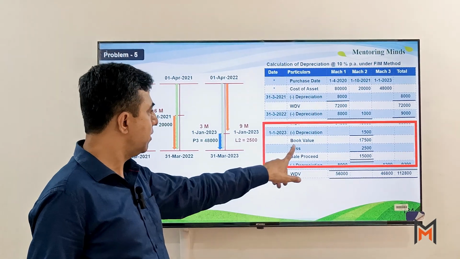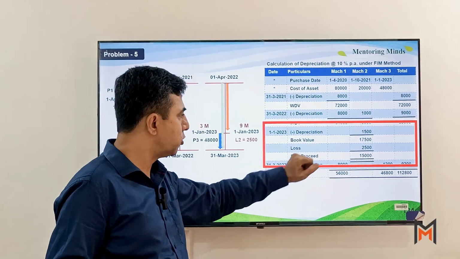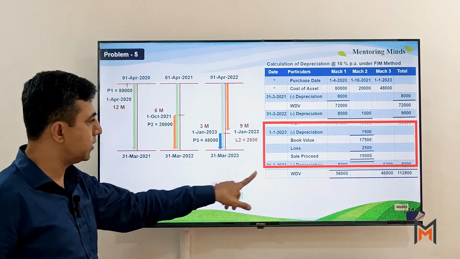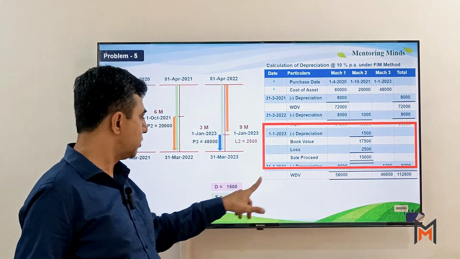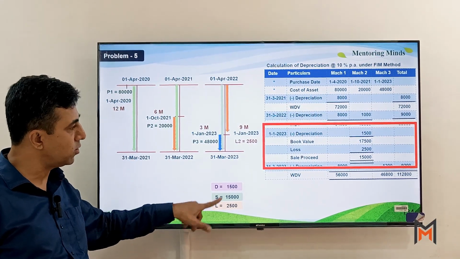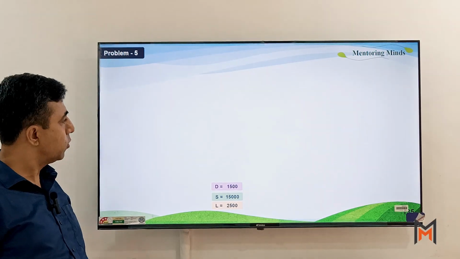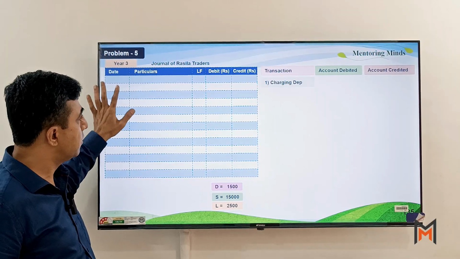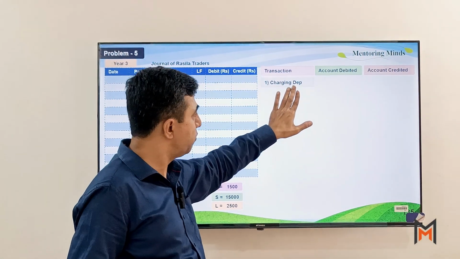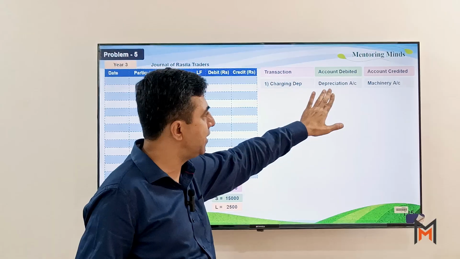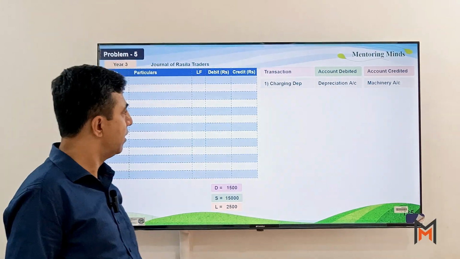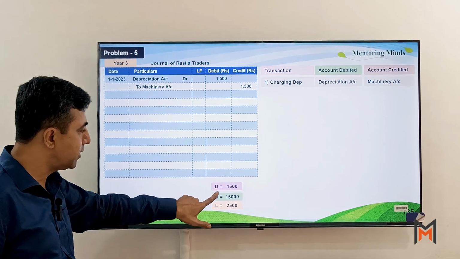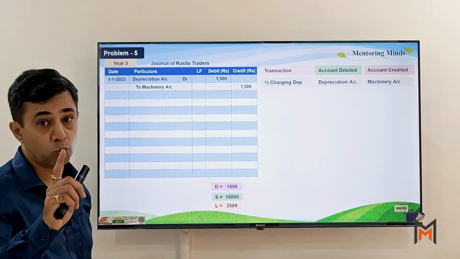Let's see here. In the third year we are selling the asset. So depreciation value is 1500. The sale value is 15,000, while loss or profit on sale, here there is loss 2,500. So in the last year, we are going to pass the entry on 1st January. So we are charging depreciation. Entry is depreciation to machinery. The same we are going to write it here. Depreciation to machinery. This is depreciation on assets sold.